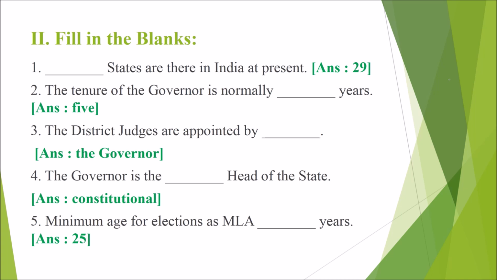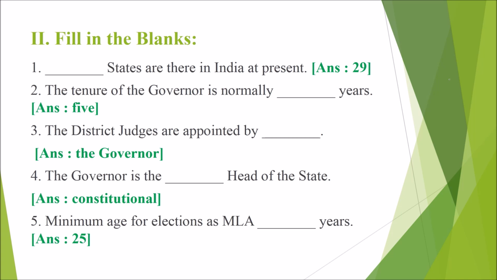Roman letter 2, fill in the blanks. Question number 1. Dash states are there in India at present? So the answer is 29 states. Question number 2. The tenure of the governor is normally dash years. So the answer is 5 years. Question number 3. The district judges are appointed by dash. So the answer is the governor.